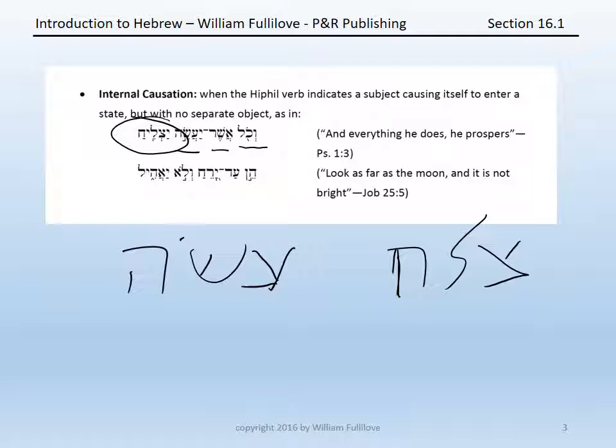In Job 25:5, we have Hein ad yareach velo ya'ahil. So look as far as the moon, and then the negative particle, and not, and then a Hiphil form, ya'ahil, the Hiphil imperfect third masculine singular of ahal. And again, this is a case of, look at the moon and it is not bright. It is not that the moon is making something else bright, but that it makes itself bright.